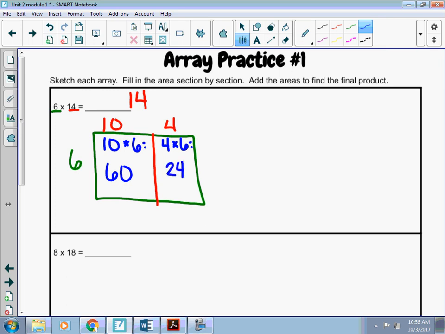So then, to solve my problem, I know that 6 times 14 is what I would get if I put these two pieces together. So 6 times 14 is the same thing as 60 plus 24, and 60 plus 24 is 84. So my answer is 84.